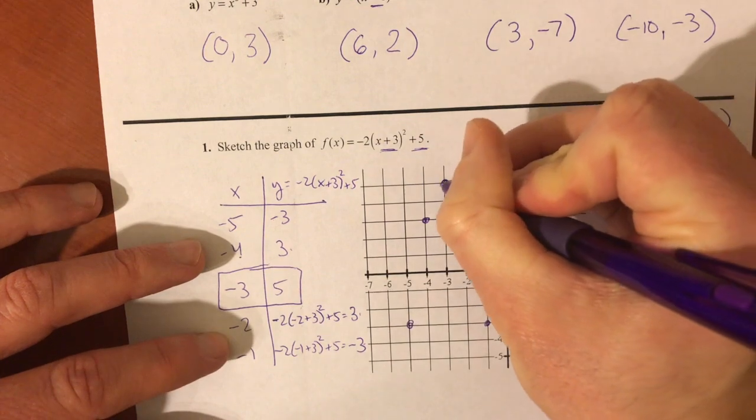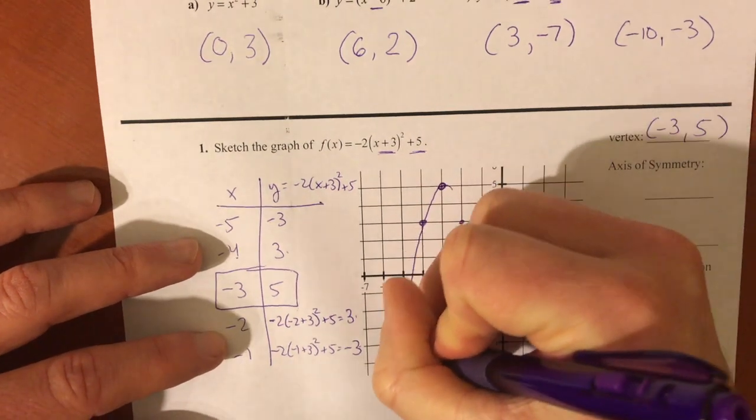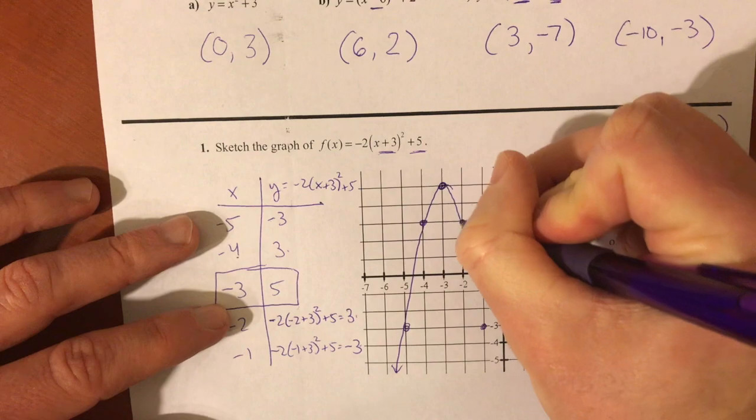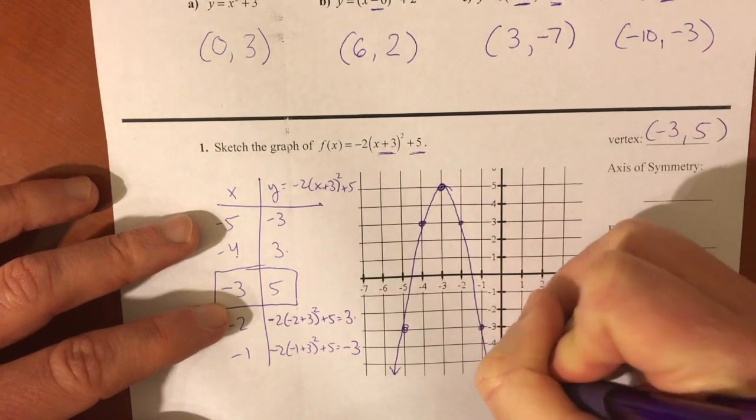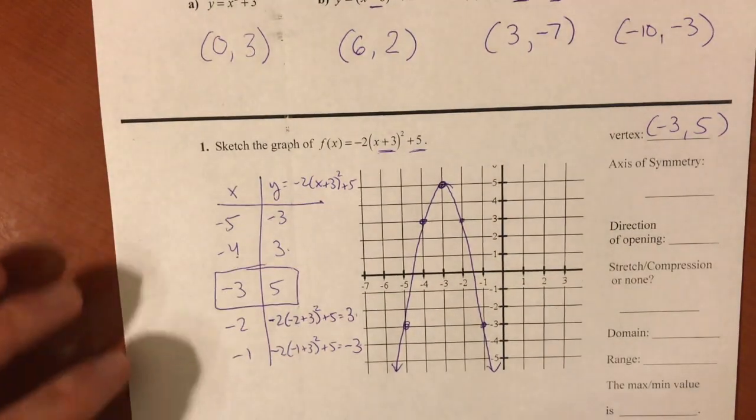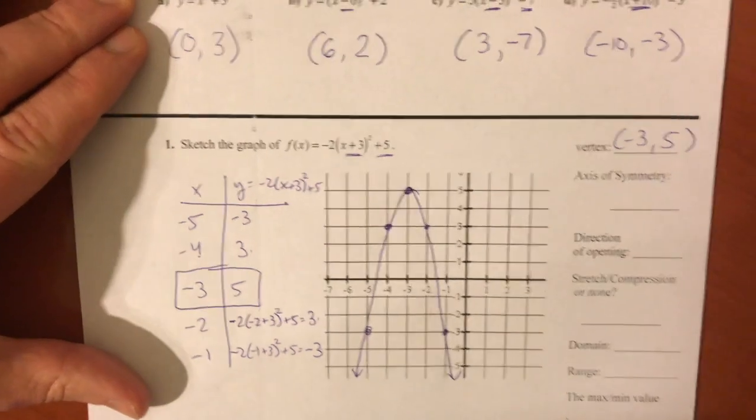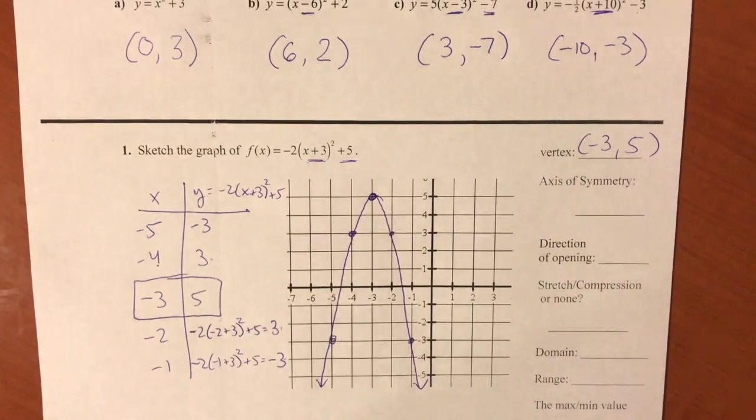And then we'll do our best to draw this parabola. Remember, the graph doesn't stop. Just go right to the edge of the graph, trying to continue down in that same fashion there. All right, so we have that, and now the axis of symmetry.